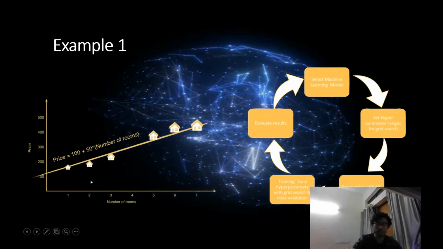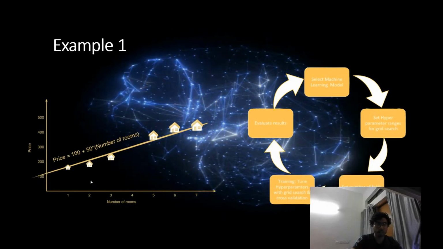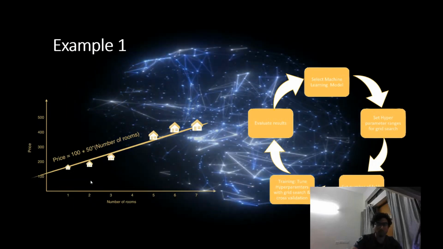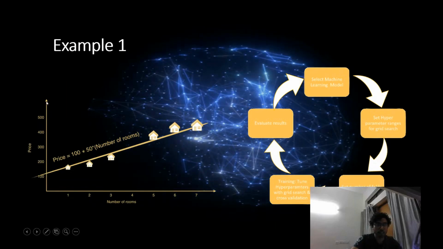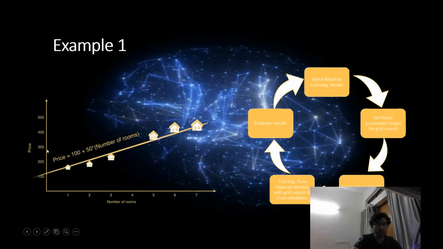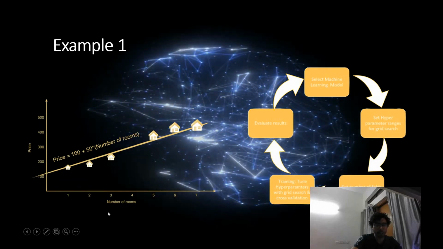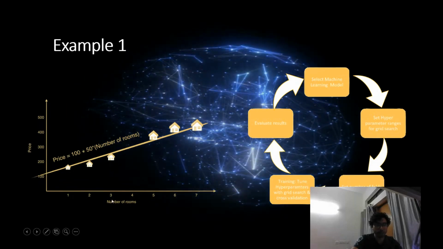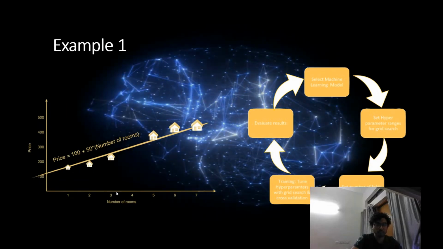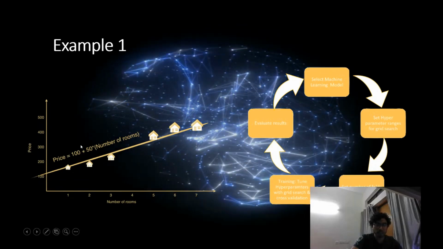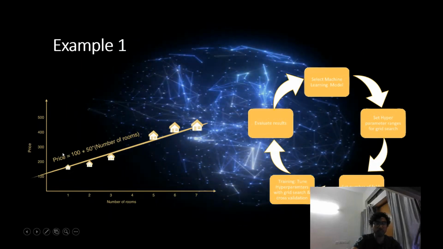So this is the example that I already introduced to you, housing prices. What could be on the y-axis? This is your dependent variable, the price. That's what you want to predict. And on the x-axis, you have the number of rooms, which is given to you. How would you predict the price given the number of rooms?